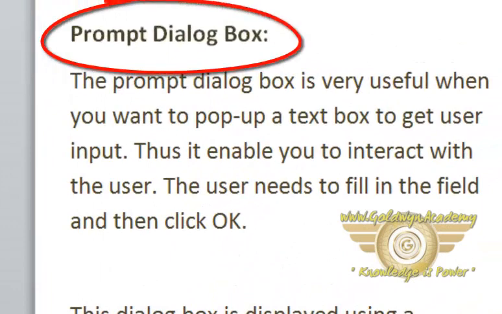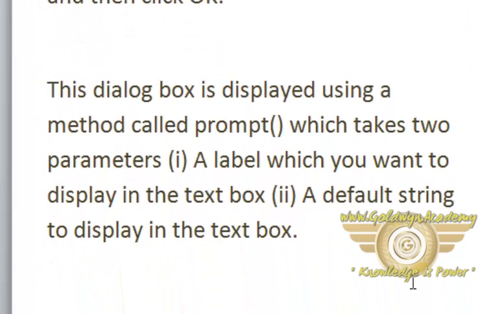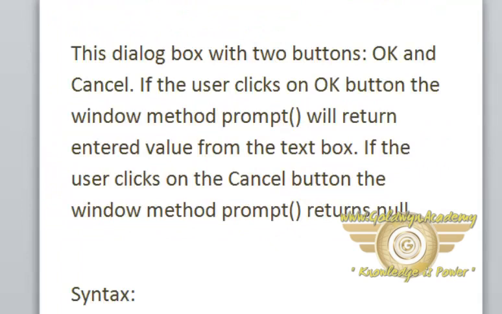Now let's see our third dialog box, prompt dialog box. The prompt dialog box is very useful when you want to pop up a text box to get the user's input. Thus it enables you to interact with the user. The user needs to fill in the field and then click OK. The dialog box is displayed using a method called prompt, which takes two parameters. First, a label which you want to display in the text box, and second, a default string to display in the text box. This dialog box will give you two buttons, OK and Cancel.